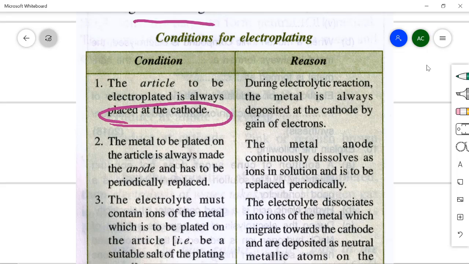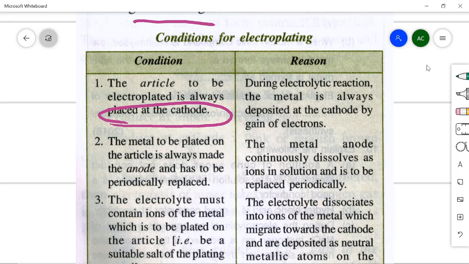Keep this in mind, very important, that you have to place the article which has to be electroplated at the cathode. Suppose I want to take an iron spoon and I want to electroplate it, so I always have to make that iron spoon the cathode.